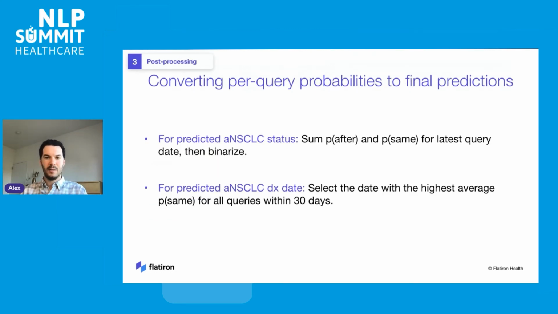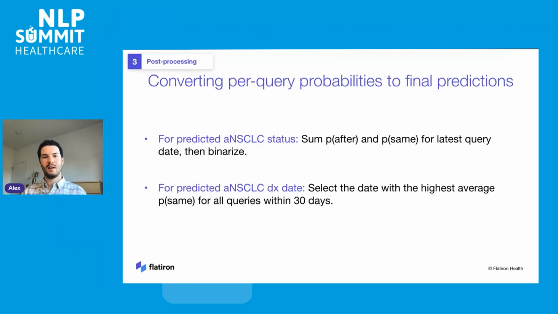So once we have model outputs, we have to convert them into what we care about, which is whether and when the patient has an advanced NSCLC diagnosis. So for the binary output, we take the latest query date and then sum the probabilities that it is after or within 30 days of the diagnosis date, and then binarize that to a true or false variable. And for the date, we look at each query date and take the date that has the highest average within-30-day score for all of the queries within 30 days of that date.